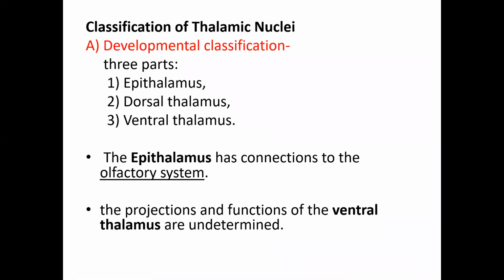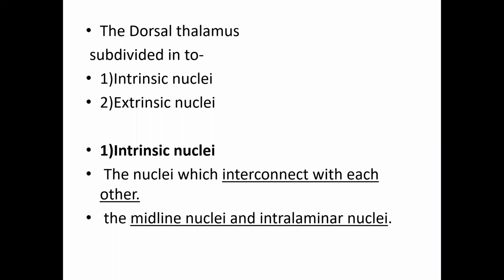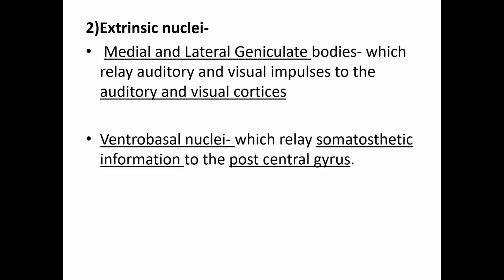While depending on developmental classification, there are different types of thalamic nuclei. They are called epithalamus, dorsal thalamus, and ventral thalamus. It is found that the epithalamus is mainly involved in the olfactory system, while the dorsal thalamus is mainly involved in transferring the sensory and the motor information.